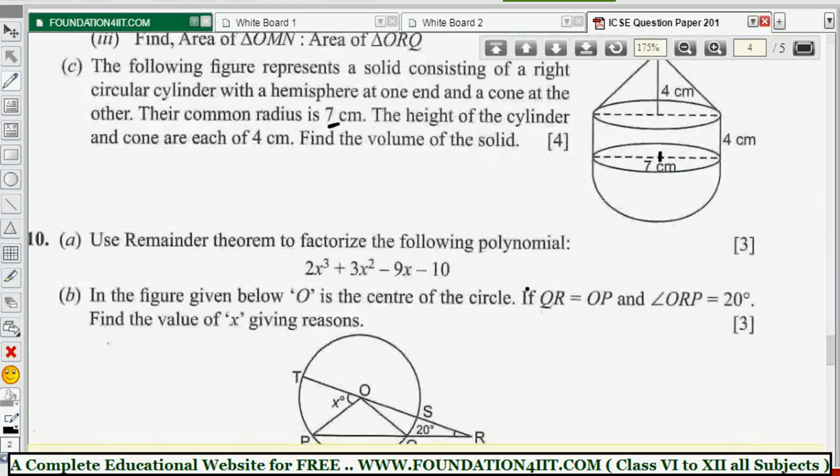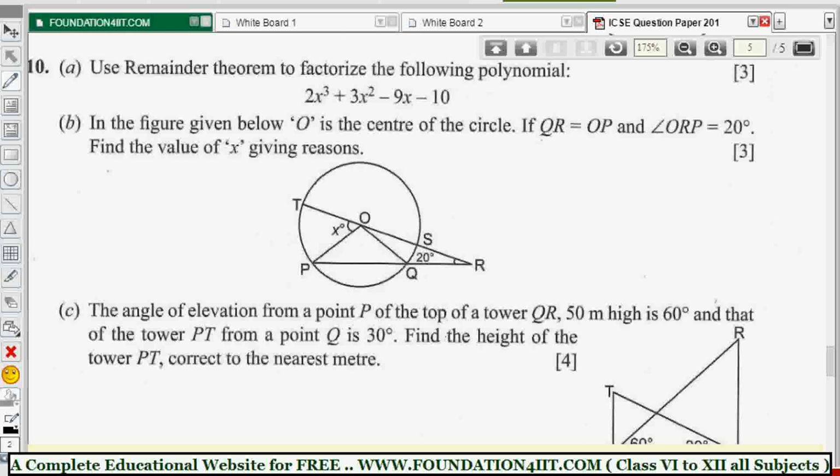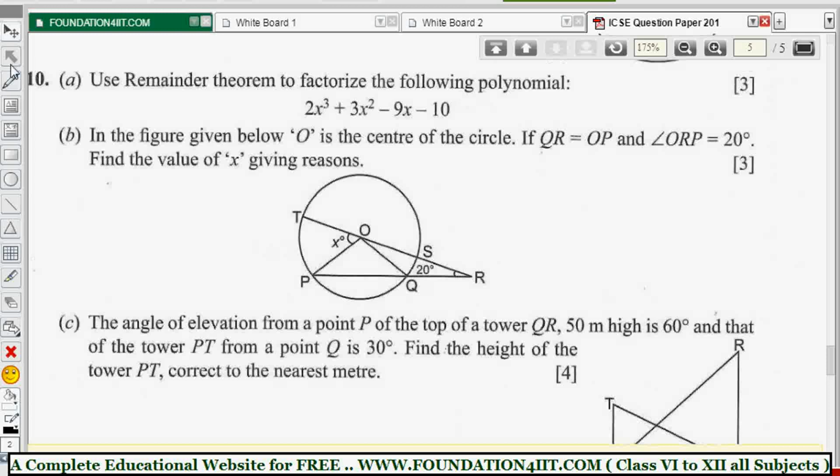Now this is about question number 9. Now we will see question number 10 and its problems. Let us solve now.